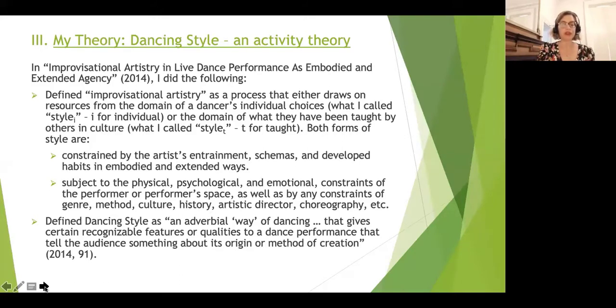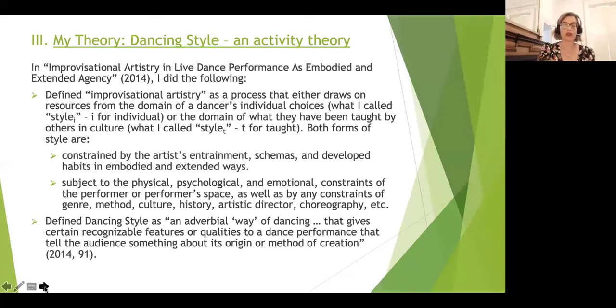All right. So there, as is here, my primary focus was on the dance performer's intentional agency, qua dance artist in the course of performing. There I did the following. I defined improvisational artistry as a process that either draws on resources from the domain of a dancer's individual choices, which I called style I for individual, or the domain of what they've been taught by others in culture, what I call style T for taught. This is similar but not the same as Dina Armelagos and Mary Surridge's views, even though they separate out style in a similar way. Both forms of style are described as constrained by the artist's entrainment, schemas, and developed habits in embodied and extended ways.